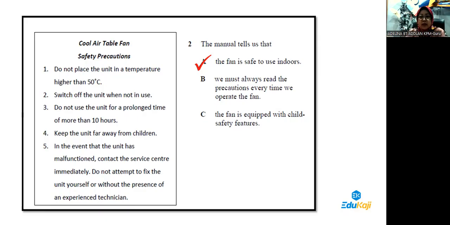It mentions here what are the things that you should and should not be doing. Do not place the unit in a temperature higher than 50 degrees Celsius. Switch off the unit when not in use. Do not use the unit for a prolonged time of more than 10 hours. Prolonged means longer time. Keep the unit far away from children. In the event that the unit has malfunctioned, contact the service center immediately.